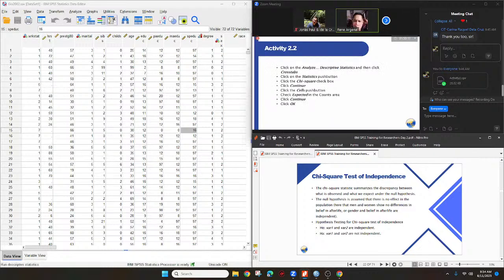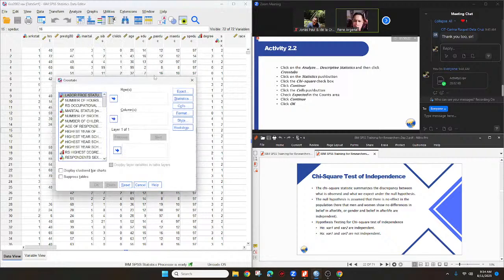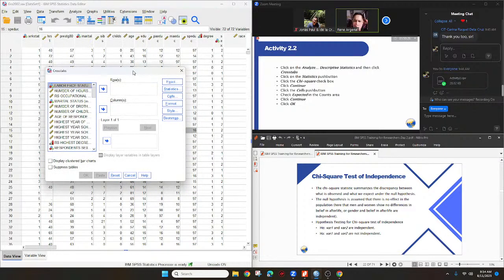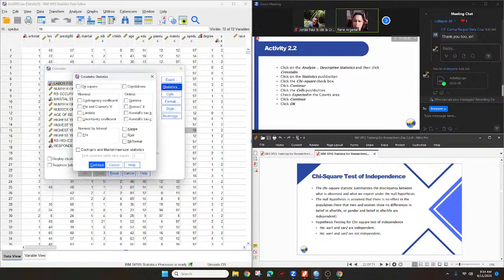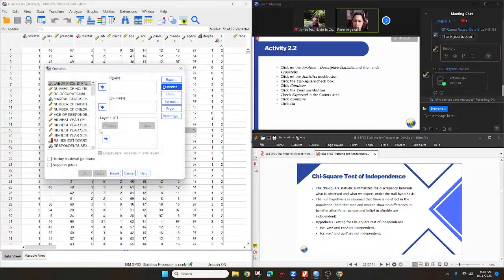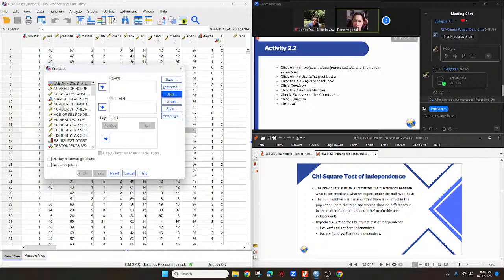So, we have to use descriptive statistics and then cross tabs, no? And then we have to click on statistics and then choose chi-square, and then click the cells push button and then you have to check expected in the counts area, and then continue and then okay, check.